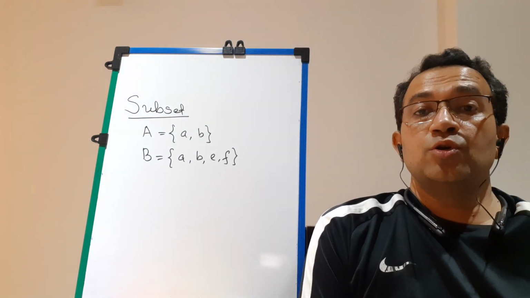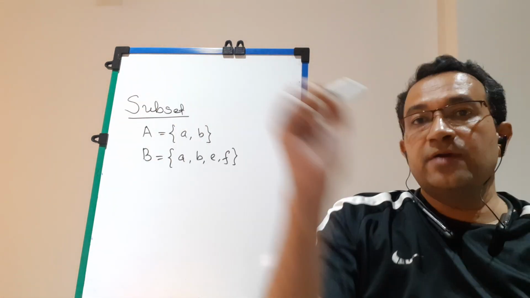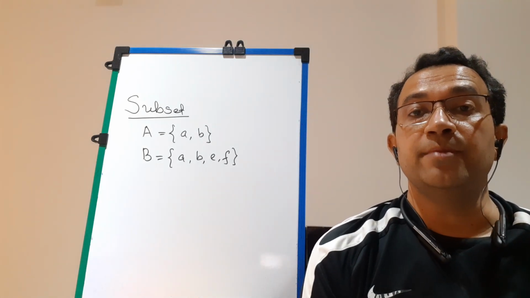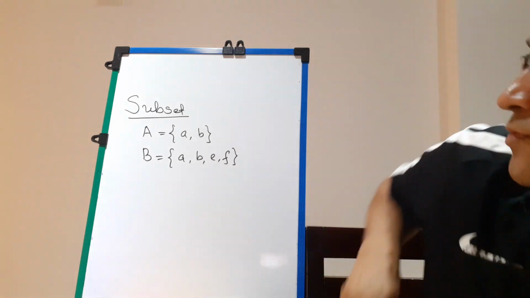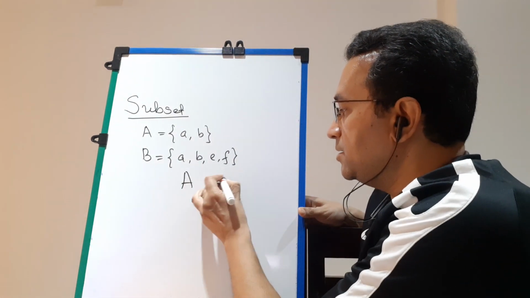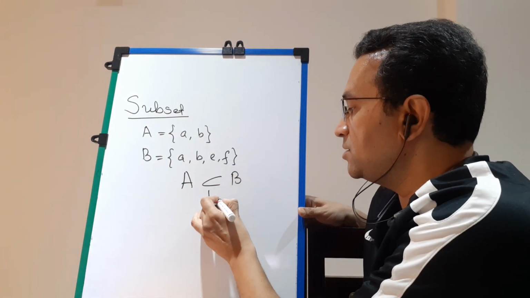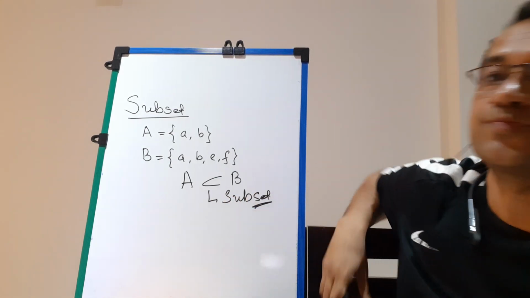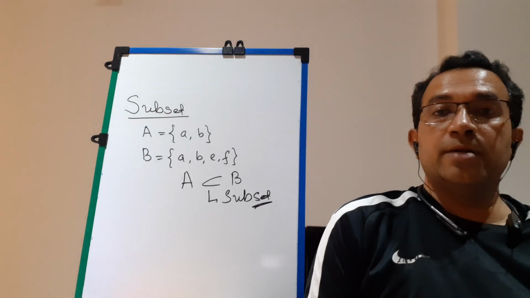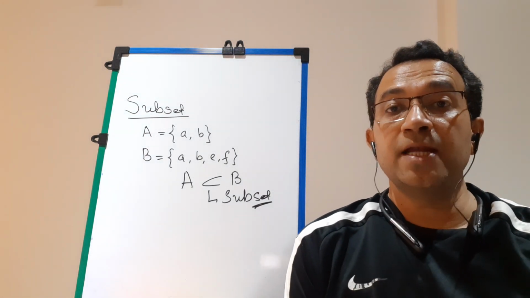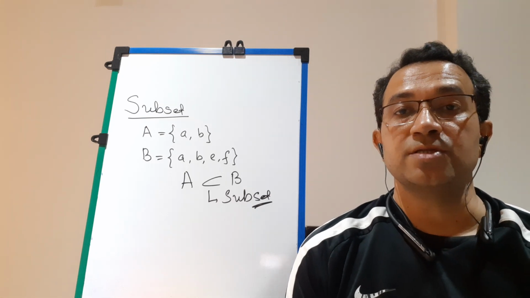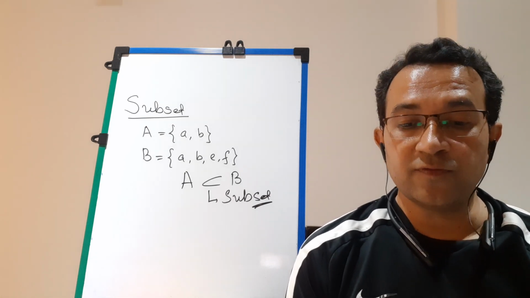Now if I have two non-empty sets A and B as I have written, then every element of A is also an element of B. Therefore, students, we can say that A is a subset of B. This symbol denotes subset. So if there are two non-empty sets A and B, if every element of A, students, is also an element of B, then A, students, is called a subset of B.